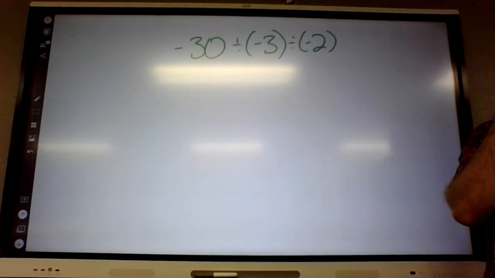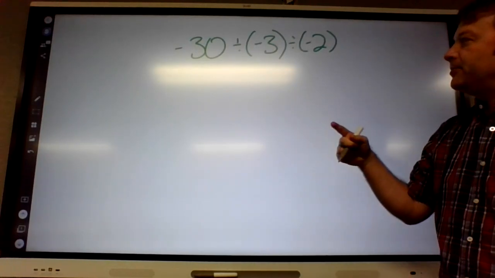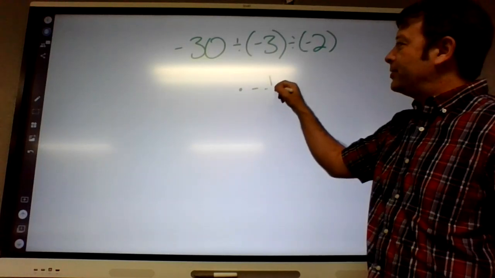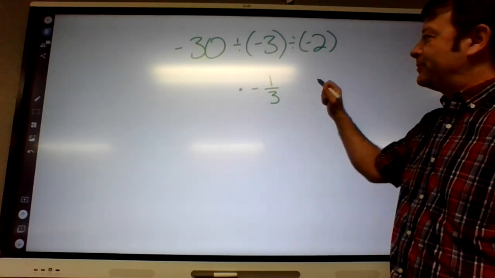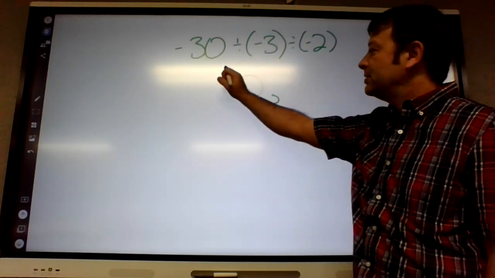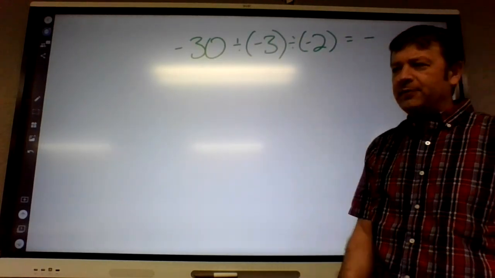Negative. Yeah, it's because division and multiplication are kind of the same thing. Dividing by negative 3 is the same thing as multiplying by negative 1/3. So the rules for multiplying and dividing are the same when it comes to negatives. All right, so anyway, this would be negative if there's 3 negatives, just like yesterday.